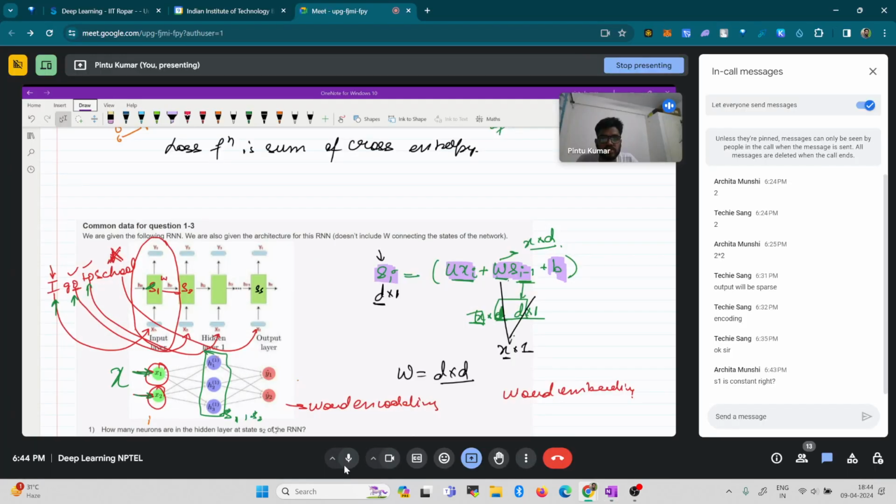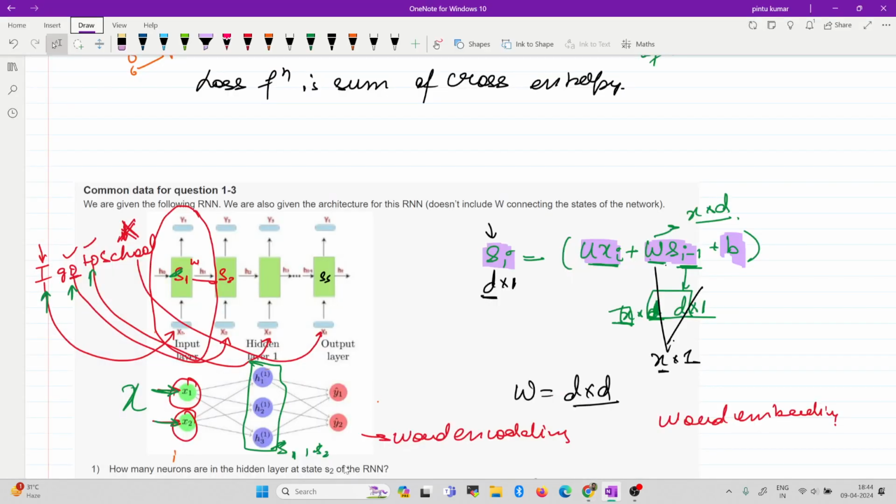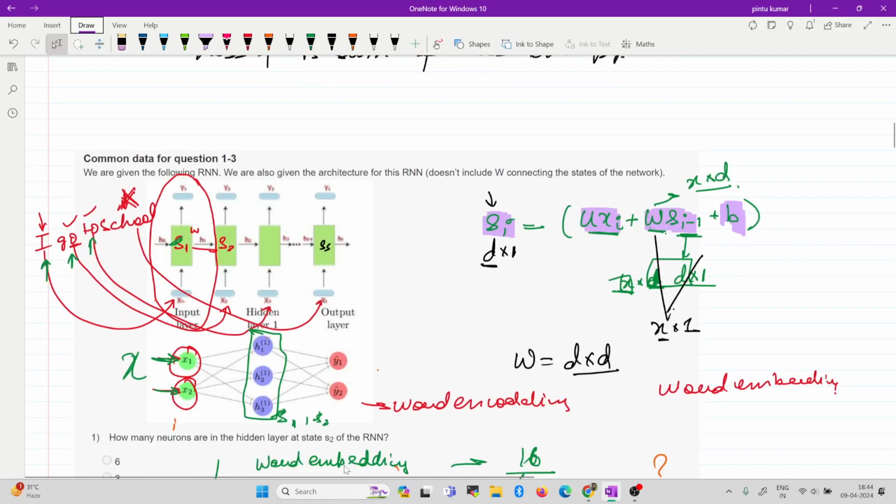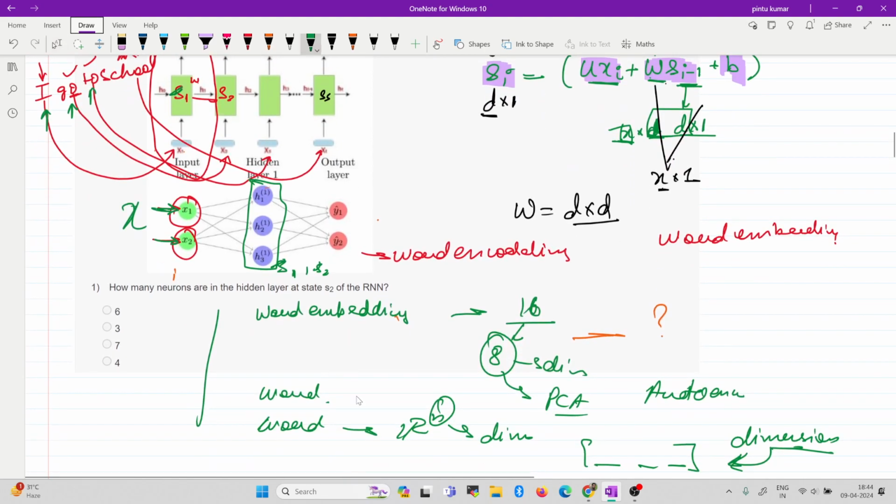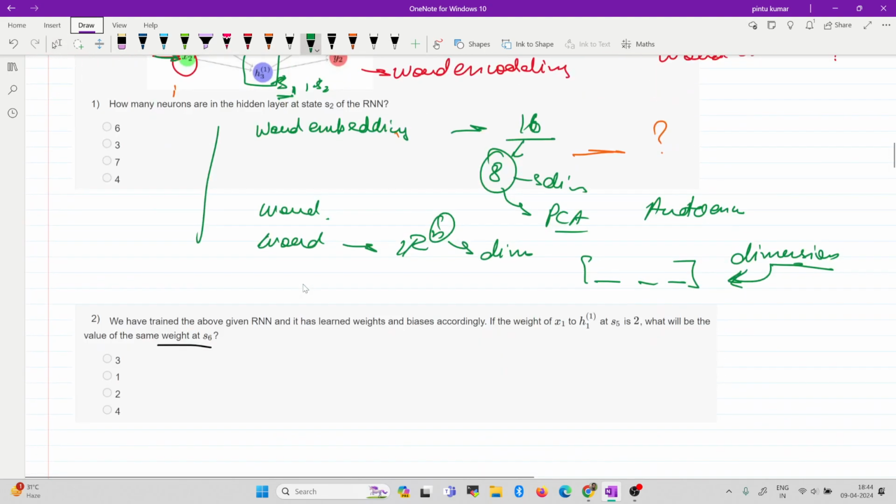So S1 is not a constant. S1 is the intermediate layer of your neural network, right? So we are sort of using a vector over here.